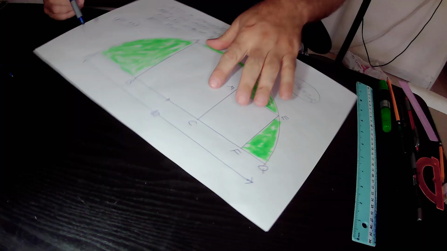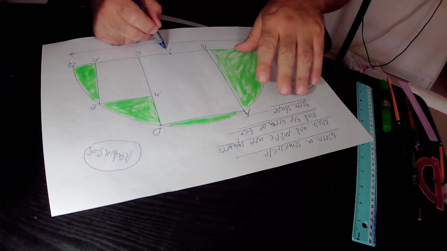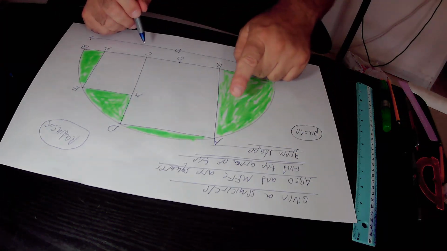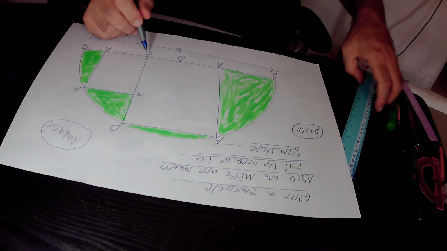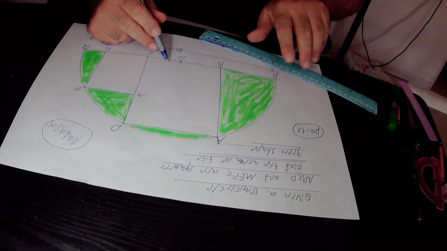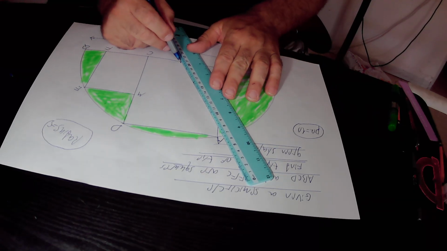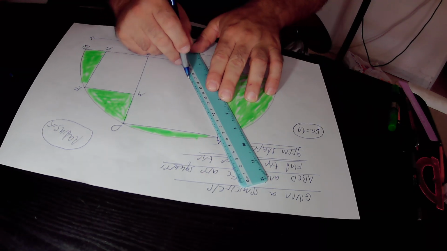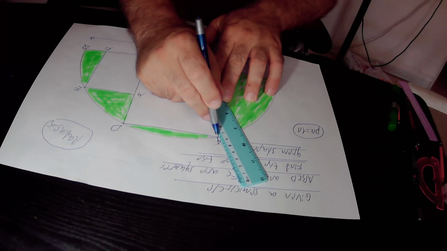This point is point O. We join points O and A together by a straight line. Point O is the center of the semicircle. Point A is a point on the semicircle itself. Therefore, OA is the radius of this semicircle. This is equal to 5 units in its length.